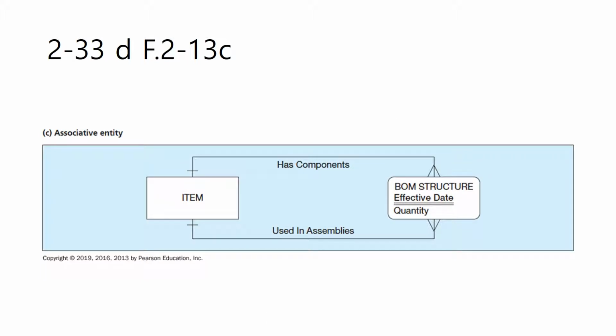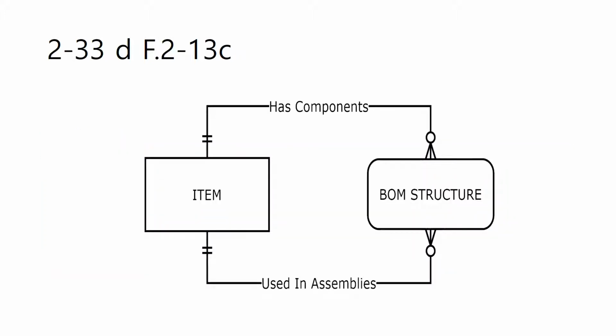And then Figure 2-13C: item used in assembly, bill of material structure, effective date and quantity, and also item has component. So it must be an associative entity. You can see item is used in assembly zero through many, and then item has component zero through many bill of material structure.